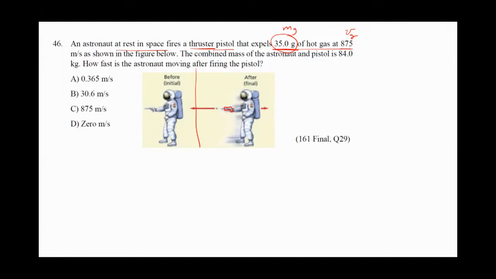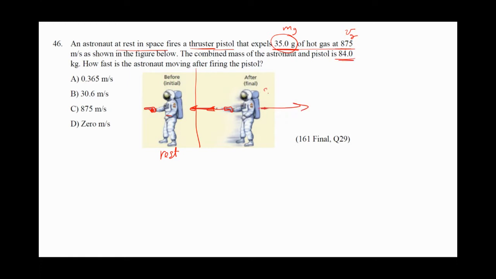So at the beginning, this is the astronaut and he is in outer space. There is no gravity. There are no forces. So he has a pistol and he is at rest. He is object A and the gas in the pistol is B. So he will fire some gas. If the gas is released to the left, this will push him to the right. So he will release 35 gram of gas with 875. This will cause him to move to the other side.